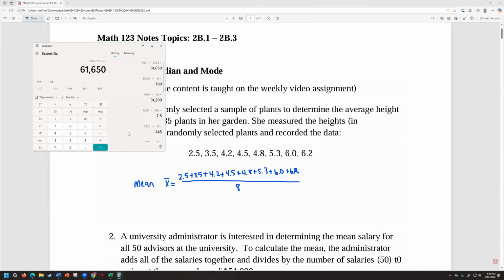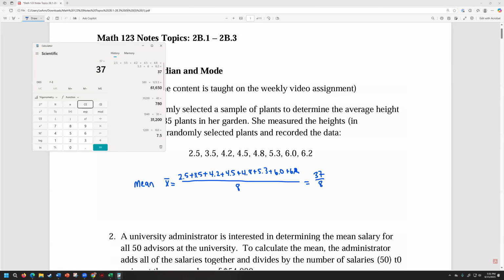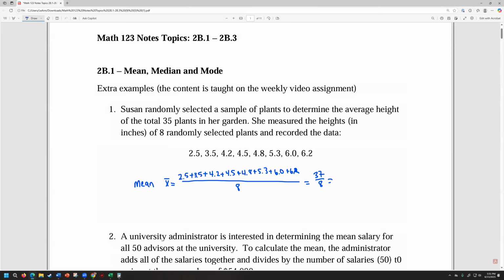So let me get my calculator. Let's get the value for that top number. 2.5 plus 3.5 plus 4.2 plus 4.5 plus 4.8 plus 5.3 plus 6 plus 6.2. That adds up to 37, and we're going to divide that by 8. So that's going to be 4.625. And there were no rounding directions, so I'm just going to write that out. 4.625. So that would be the average height in inches for those 8 plants.